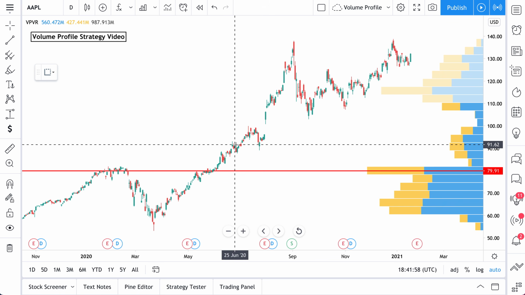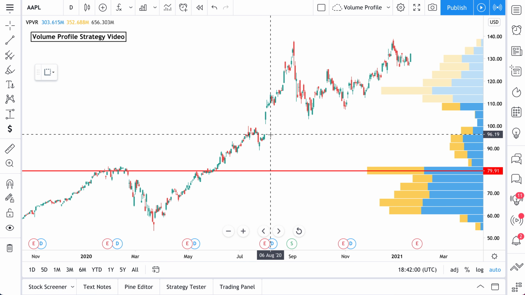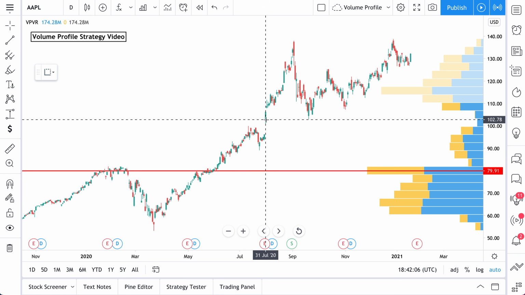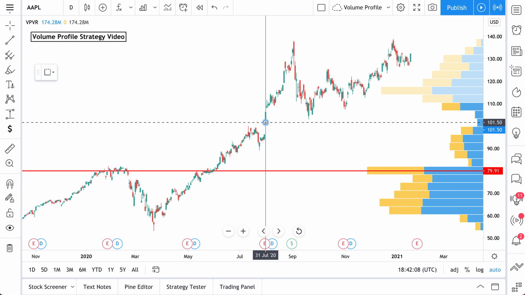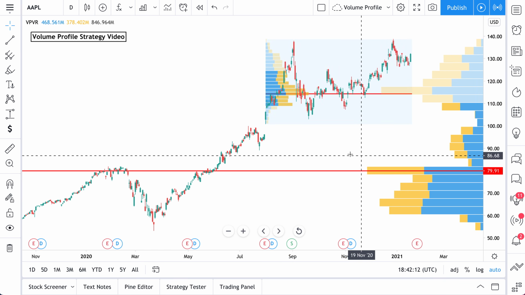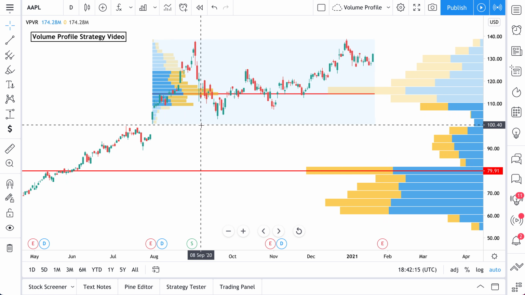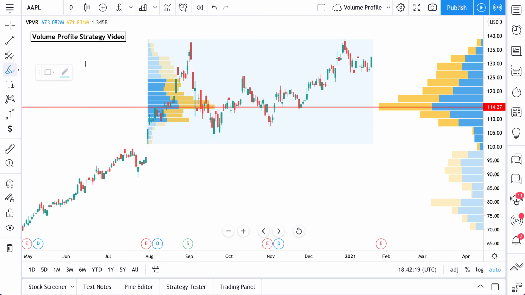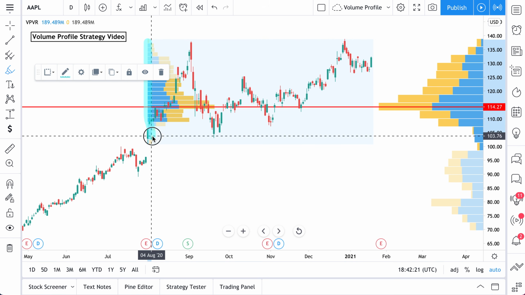With the fixed range volume profile tool, we can simply select a starting point and an ending point. So for this video, let's start our research from this gap up and let's end it at the current price today. So what we have now are two volume profiles. We have a volume profile that is specifically for only, we're going to shade it, it's only for this region.